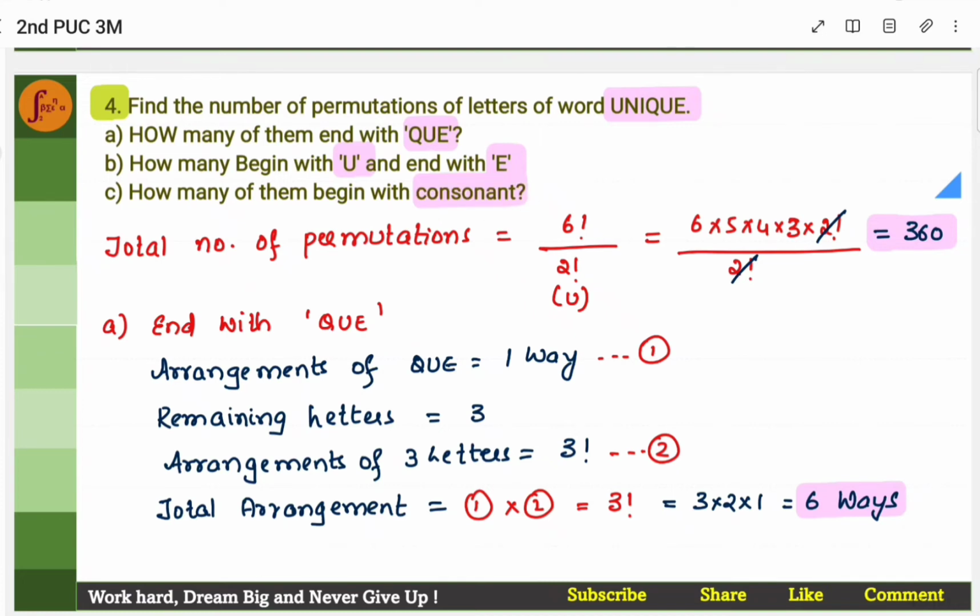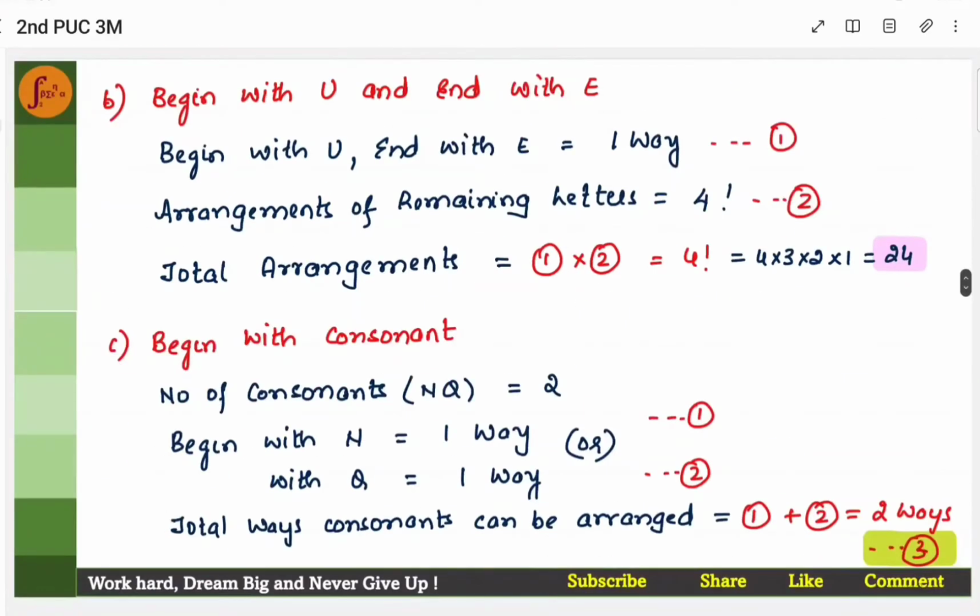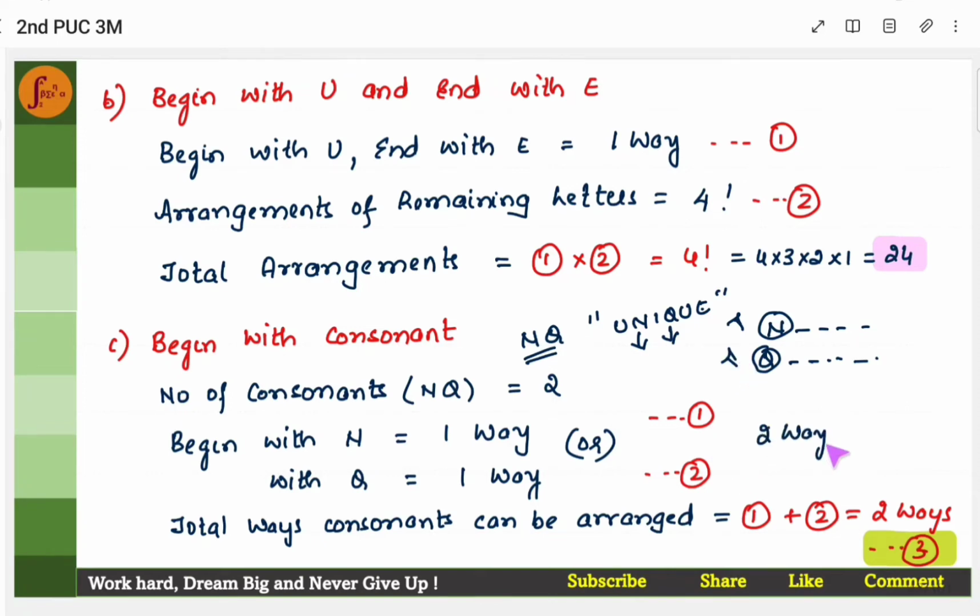Okay, let's go through this. What are the consonants here? You have 2 consonants, N and Q. Remaining everything else is vowels. Right? In unique, you have only N and Q as consonants. Remaining letters are vowels. It should begin with consonant. That is, the starting letter is N and the other letters, or it can be Q and other letters. So how many ways can I put the letters in the first position? How many ways? 2 ways. Either I can put N or I can put Q. So 2 ways.